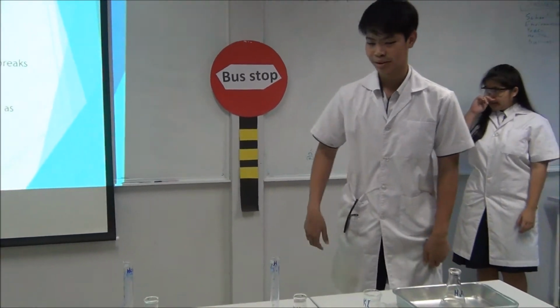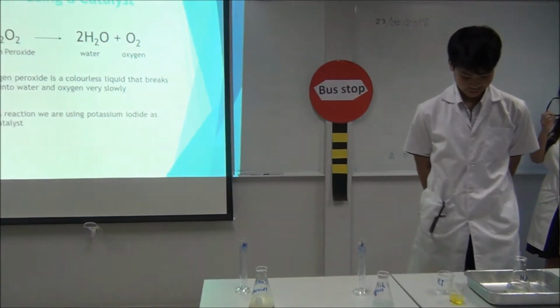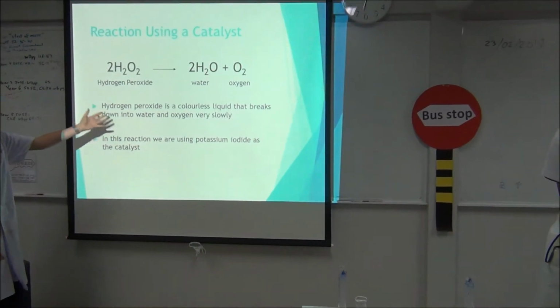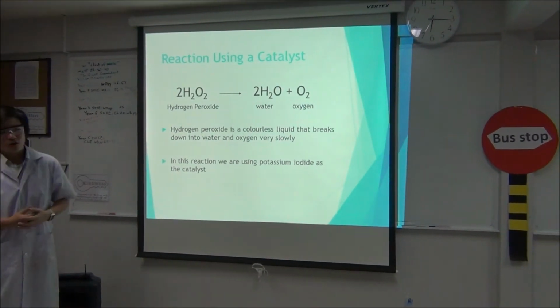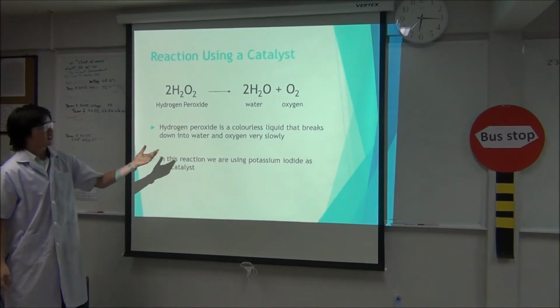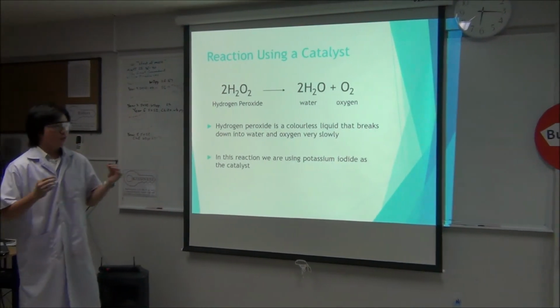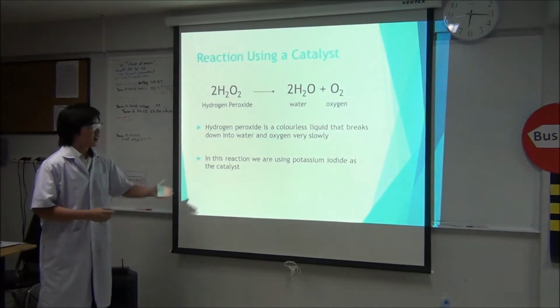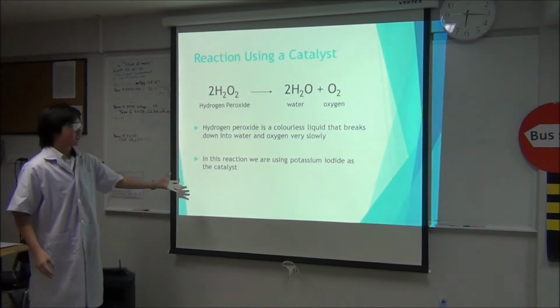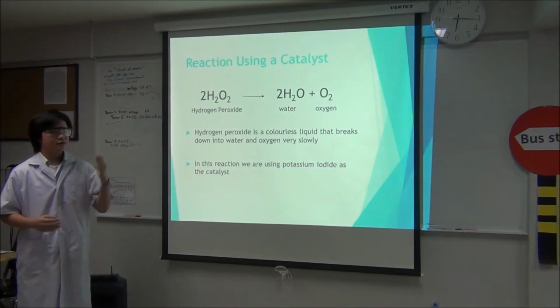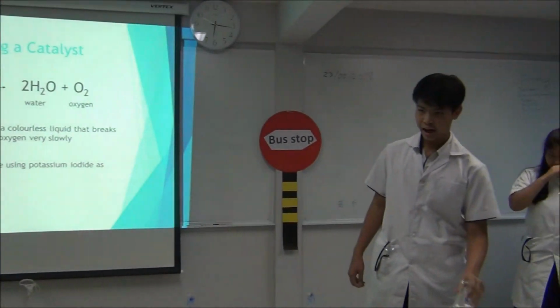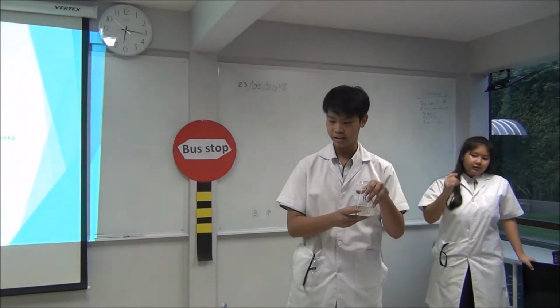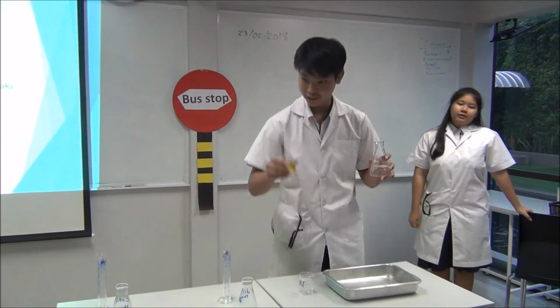And now Tian is going to be demonstrating the reaction of hydrogen peroxide and adding a catalyst. So hydrogen peroxide is a colorless liquid that breaks down into water and oxygen slowly. But in order to make this become faster, Tian will be using a catalyst called potassium iodide, which will be demonstrated there. So now I have hydrogen peroxide, and I'm going to be adding soap.